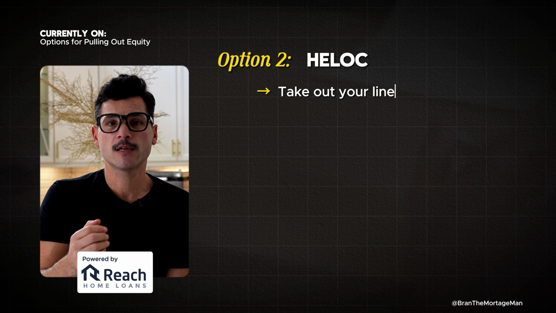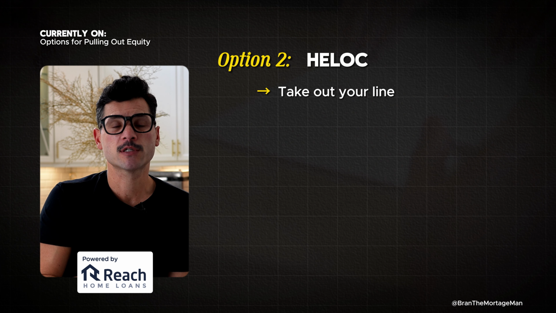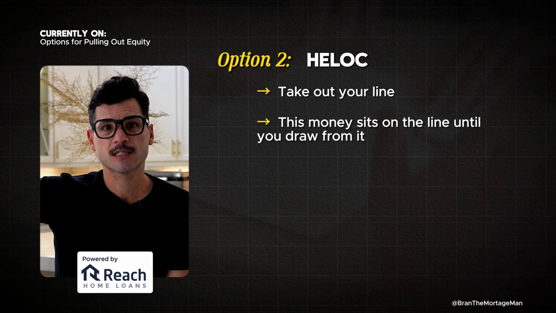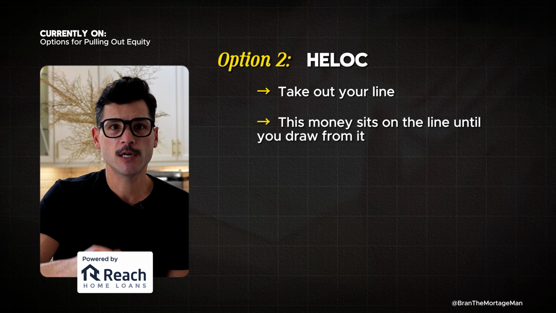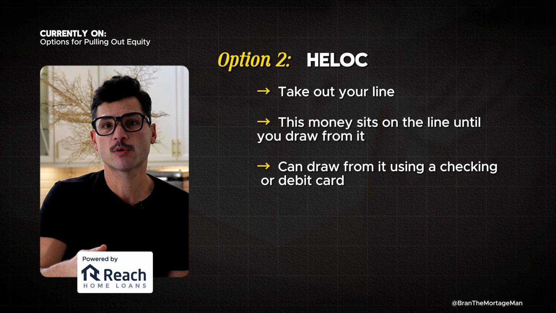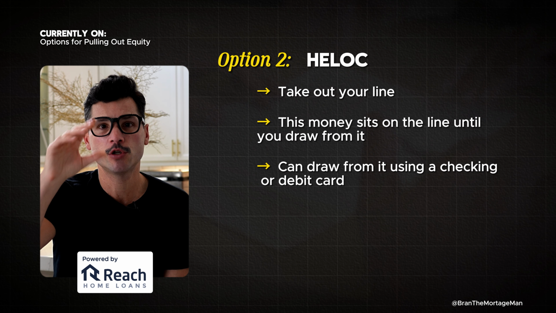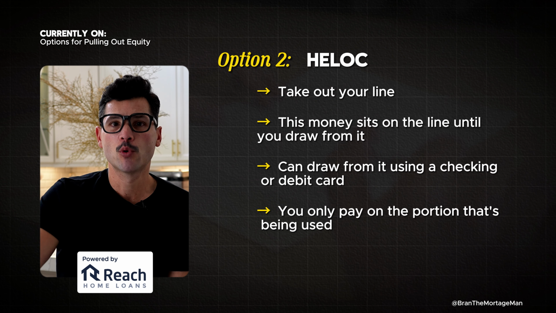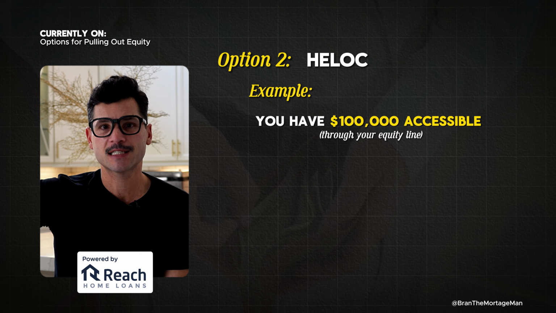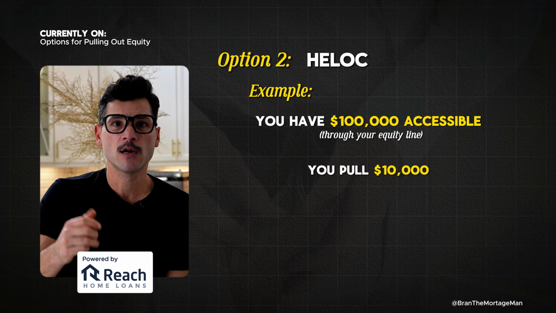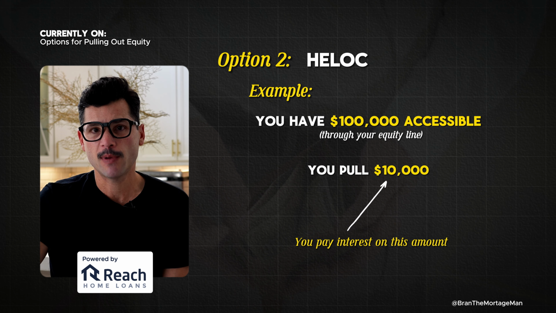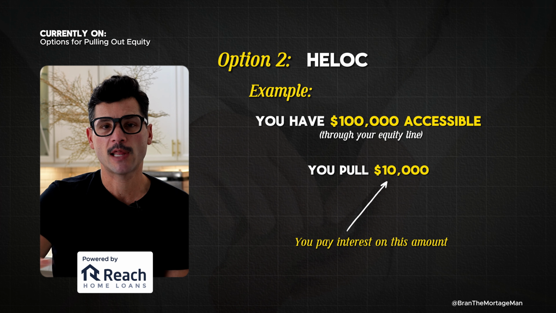You take out your line, let's call it again for $100,000, but that money sits on this line until you actually draw from it. And you draw from it using a checking card or some sort of debit card in most cases, or what's issued to you on this equity line. And you're only going to pay on the portion that's being used. So if you have $100,000 accessible and you pull $10,000 of that, well, you're only paying interest and your payments based on the $10,000 that's being used for that period of time.